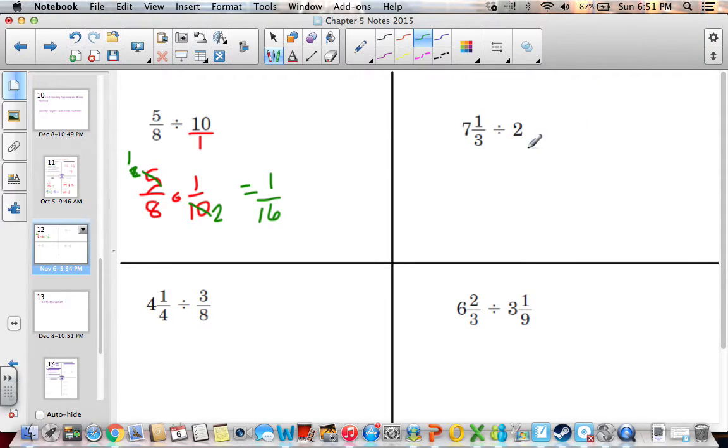If we have a mixed number, this is where that first step comes in. We need to convert it to an improper fraction. So now I have 3 times 7 is 21 plus 1, so I have 22 thirds. I'm going to change it to multiplication, and then 2 is the same as 2/1, remember, so now it's 1/2.